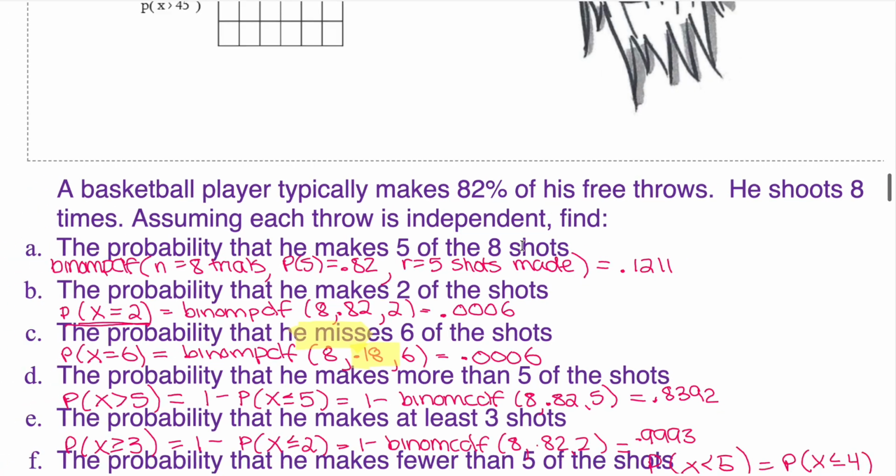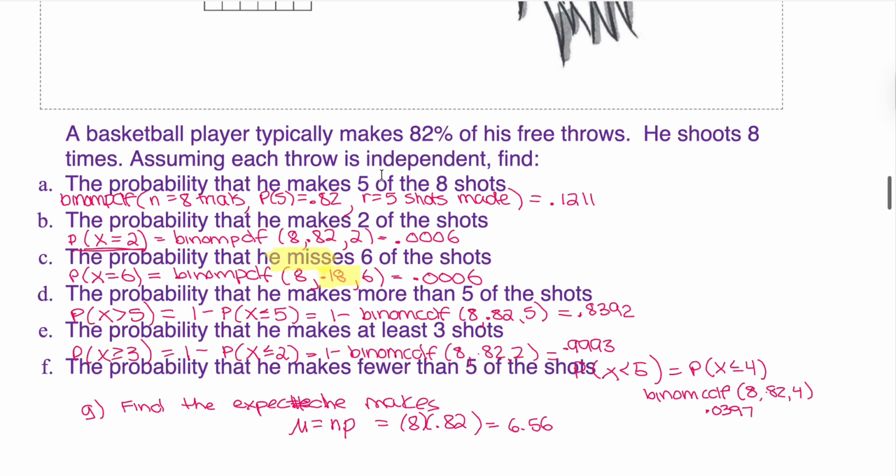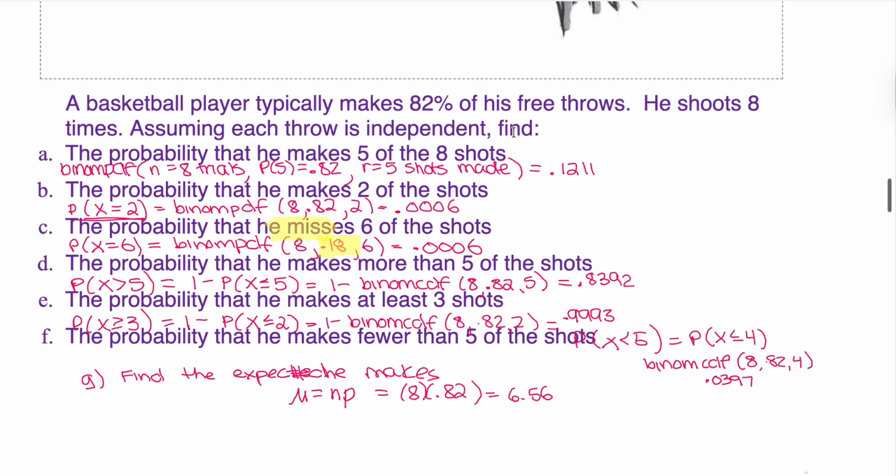Okay, so going back to this basketball player question, a basketball player typically makes 82% of his free throws. He shoots 8 times, assuming each throw is independent. Find part A, the probability that he makes 5 out of the 8 shots. So we're gonna plug in N, P, and R for this. So using binomial PDF, because in this case, we only want to know that he makes 5 out of the 8 shots. So that's a hint for us to use PDF instead of CDF.